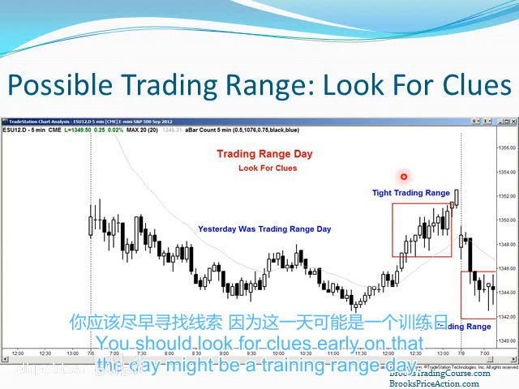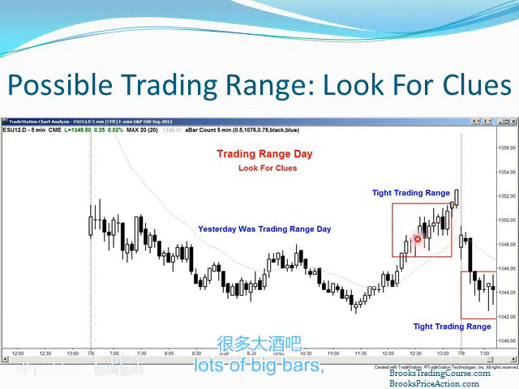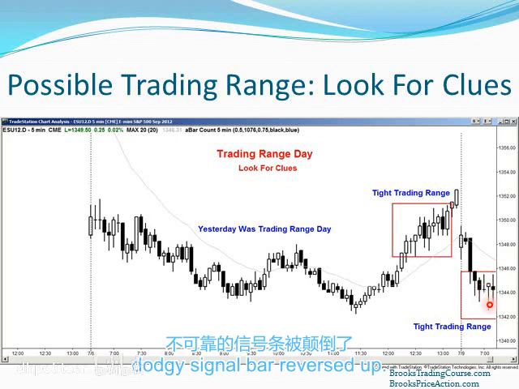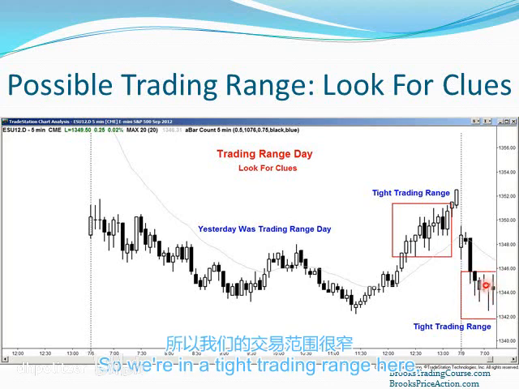You should look for clues early on that the day might be a trading range day. Yesterday, into the close, we had a tight trading range, lots of reversals, lots of big bars. And then, yes, we sold off here, but we had a tail, another tail, went above a bar, doji signal bar, reversed up, okay, big doji here. So we're in a tight trading range here.